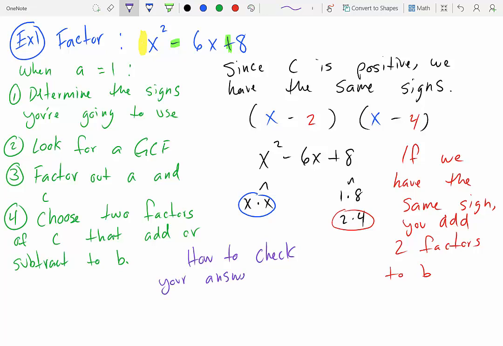Always check your answers if you're not confident about factoring, and I'm only going to do it this one time. To check your answers, you multiply the outsides and the insides. We have x times negative 4 is negative 4x, and then negative 2 times x is negative 2x, and when we add those together, we do get negative 6x, and that's exactly what b is. So we are all good to go. We're going to move on to example 2 now.